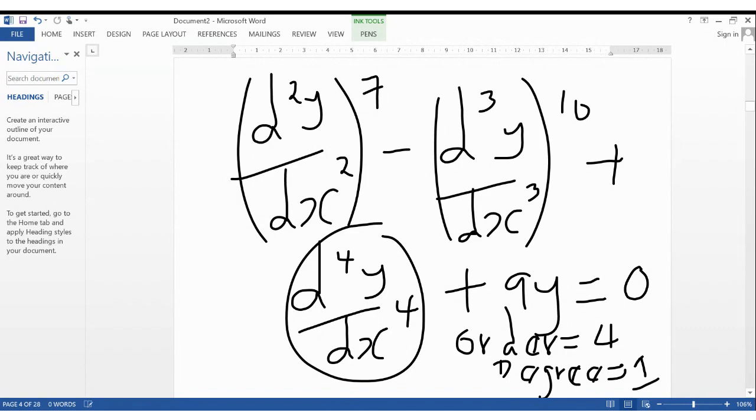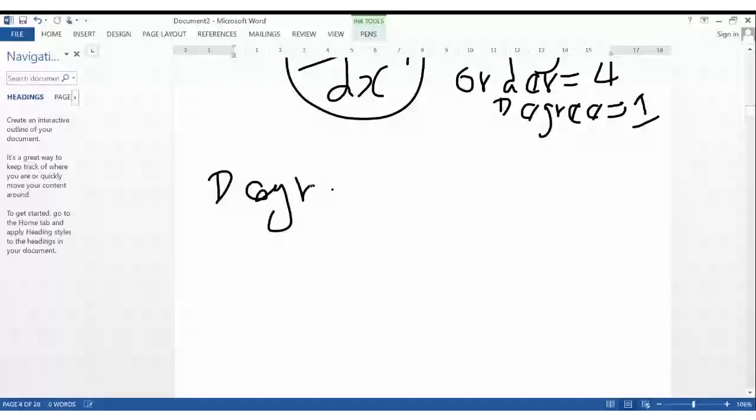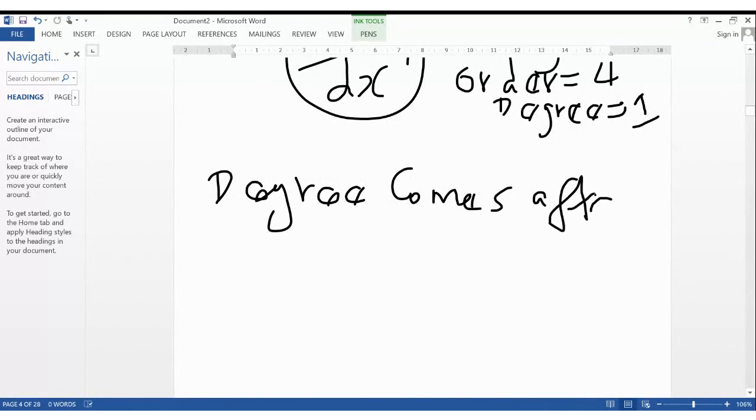So maybe here a note: degree comes after order. If you identify the order, then you have gotten the degree. Anyone with a question so far, I can address it. Okay, so you have been able to understand. Good. So yes, I'm waiting for confirmations if we are okay.